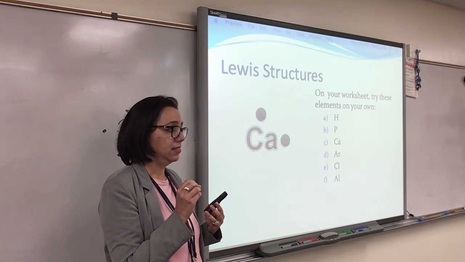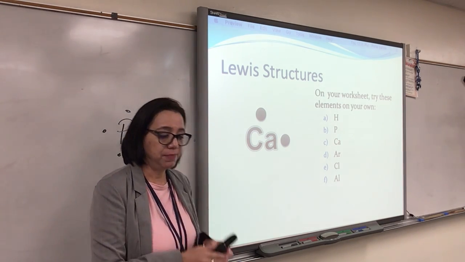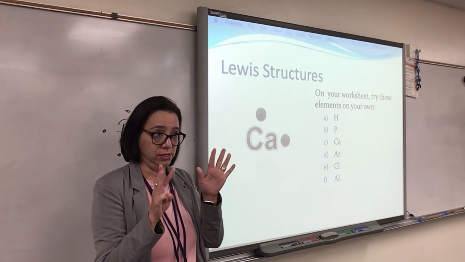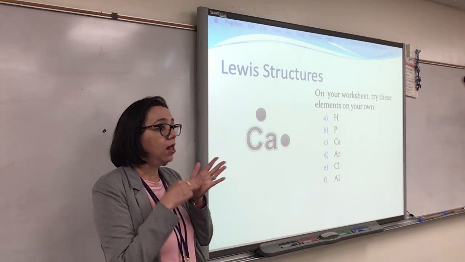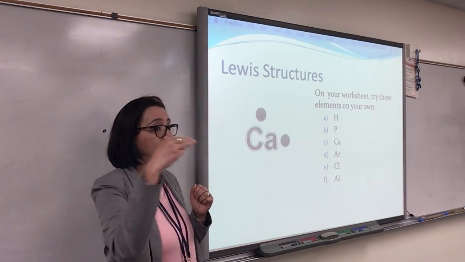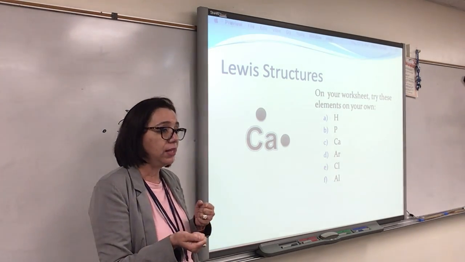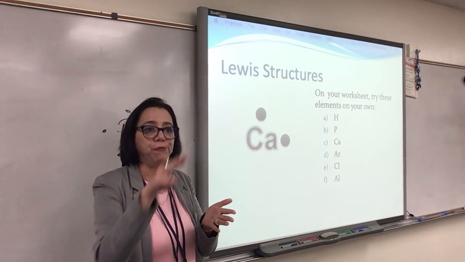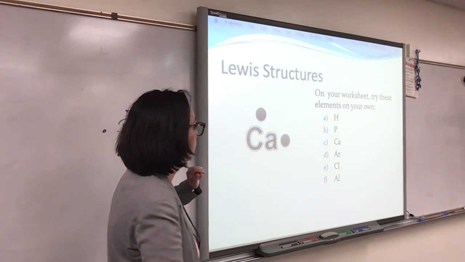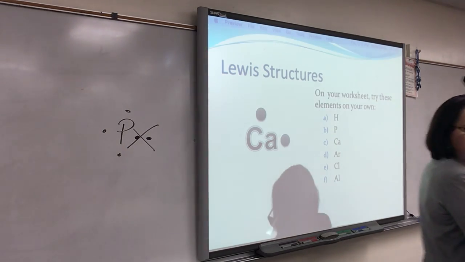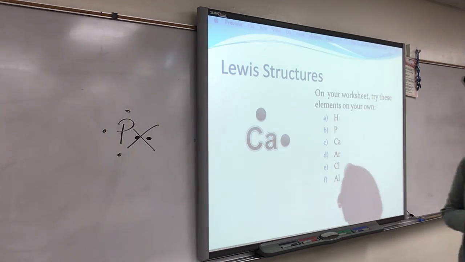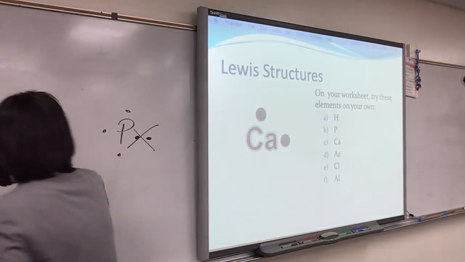All elements, guys, want to have an octet. That means that they want to have 8 electrons because that means that they will be stable. So all elements will try to lose or gain electrons or even share electrons in order to have that perfect 8. So, argon, did you all draw it already? Nope, we're drawing. Let's draw argon.